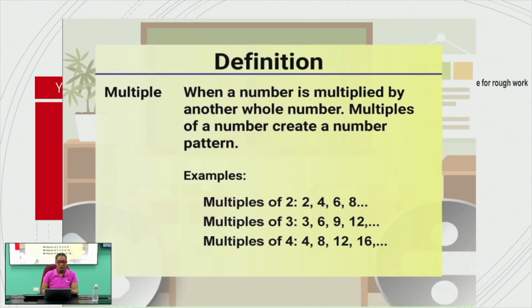All right, another way to look at multiples. When a number is multiplied by another whole number, we can see patterns being formed. Examples here. So multiples of 2. If we were to multiply 2 by 1, we'd get 2. 2 multiplied by 2 gives us 4. And you can pretty much see the pattern there. Multiply by 3, you get 6. 4, you get 8. You can also do it for other numbers. 3 and 4 is done here for you. And you see that a pattern is being formed when you look at the multiples of numbers.